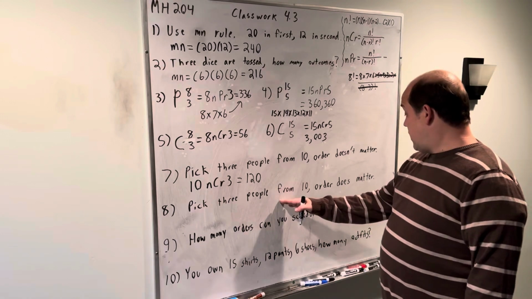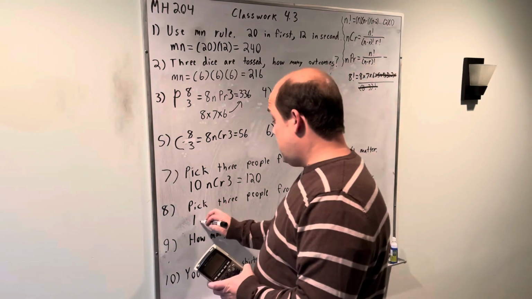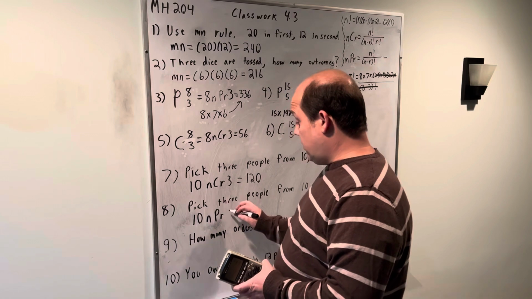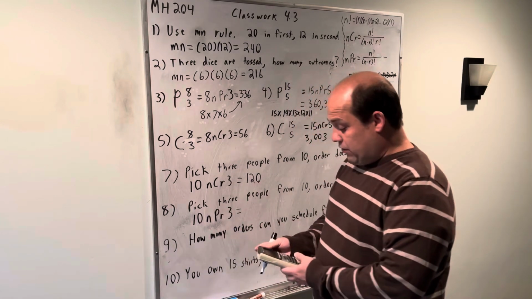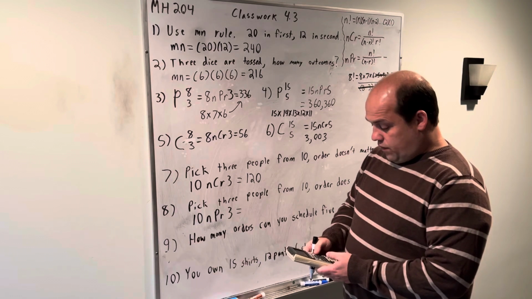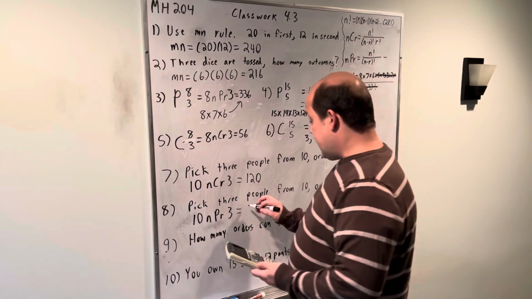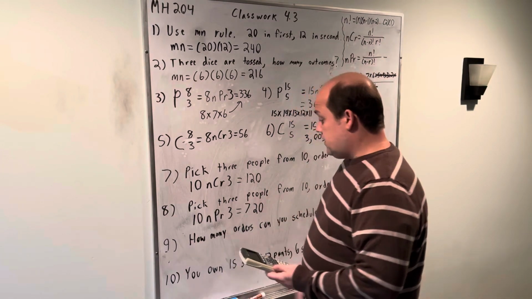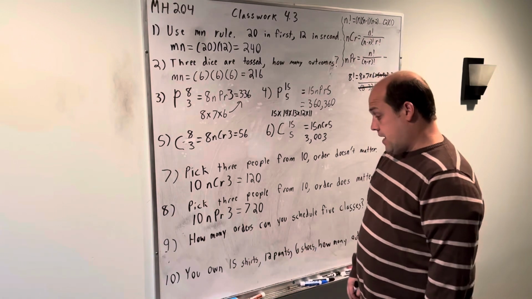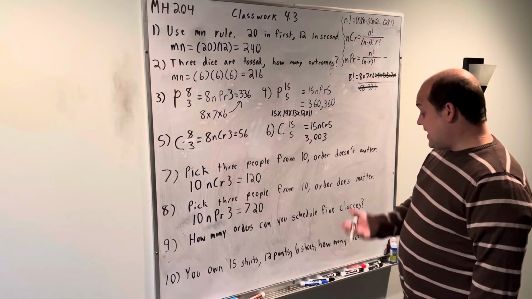If instead I'm doing it where order does matter, then I'm setting it up the same way. 10 is the number that I start with, and nPr, because I care about the order, 3 is how large my group size is. If I put it in as 10, go over to PRB, select the second option, nPr 3, I get 720 different ways that I could create a group of 3 if order does matter from my 10.